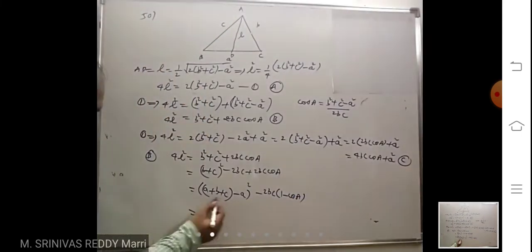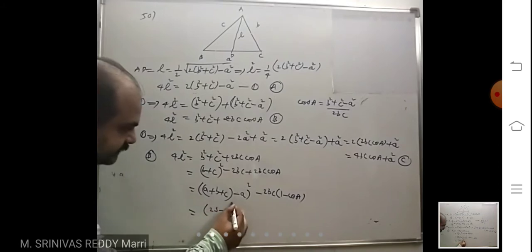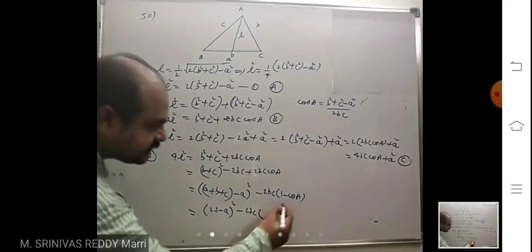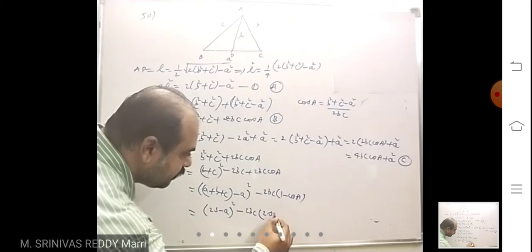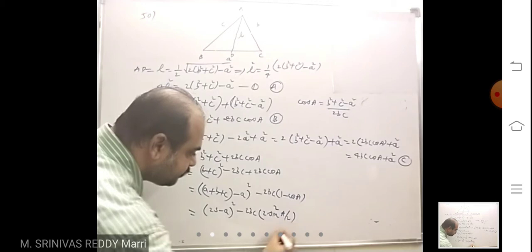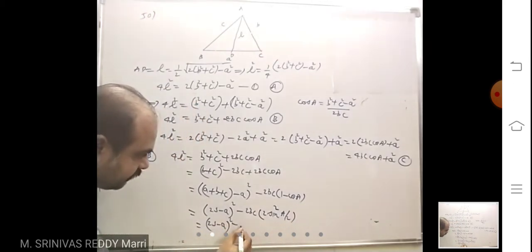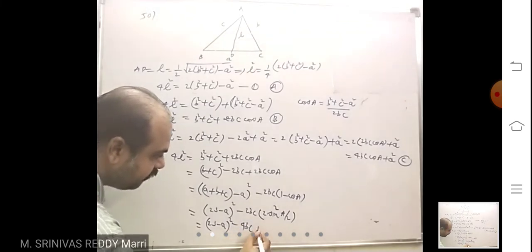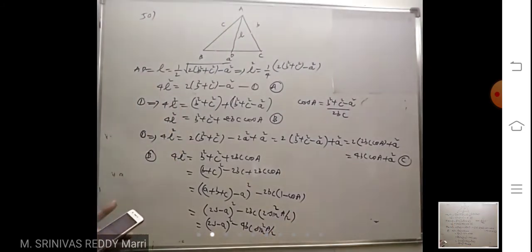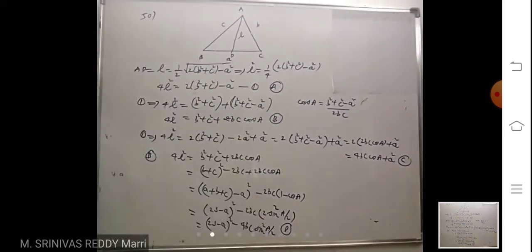So therefore a plus b plus c is what? 2s minus a whole square, minus 2bc into 1 minus cos A, which is nothing but 2 sine square A by 2. That means 2s minus a whole square minus 4bc sine square A by 2. That is also correct. That is option D. So all options are the same.